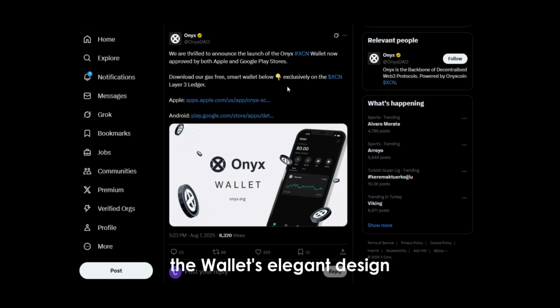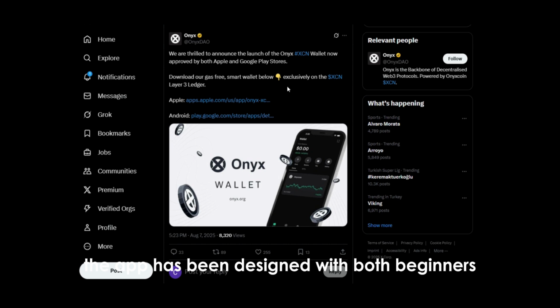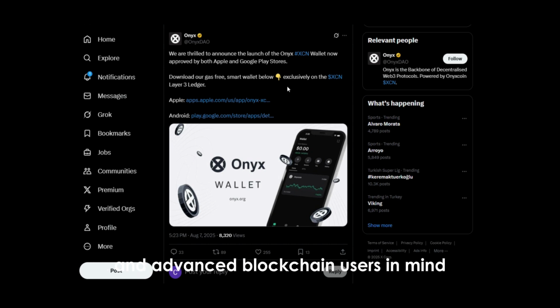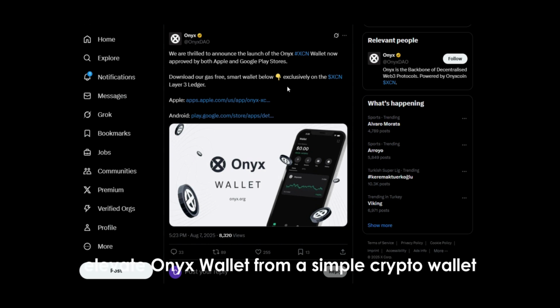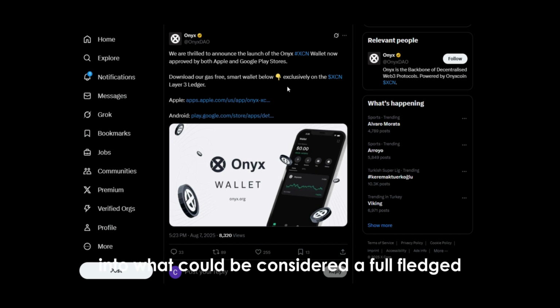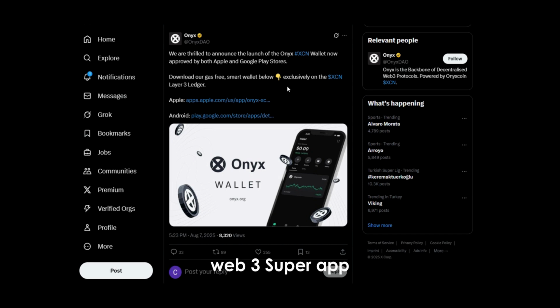The wallet's elegant design, intuitive interface, and user-friendly features are also noteworthy. The app has been designed with both beginners and advanced blockchain users in mind. Upon launching the wallet, users are greeted with a clean, straightforward interface that makes it easy to create a new wallet, import an existing one, or immediately view their on-chain assets. Features such as QR code payments, cross-chain token swaps, NFT viewing, and dApp integrations elevate Onyx Wallet from a simple crypto wallet into what could be considered a full-fledged Web3 super app.